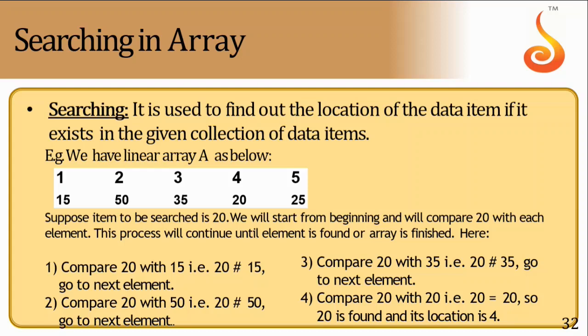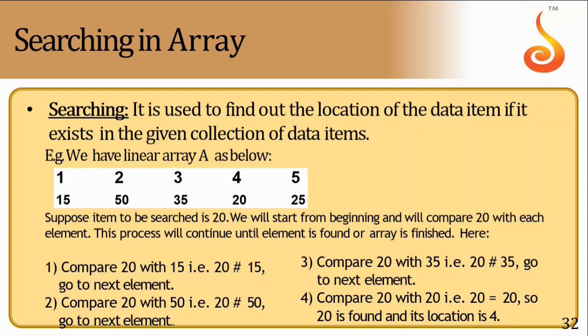And what is the search element here? The search element is 20. That is, you are searching for the element 20, whether 20 is there in the list or not. And how do you do that? You start comparing it with the first element. What is the first element? 15. So you will see whether 20 is equal to 15. No. Then you will compare it with the next element in the list, whether 20 is equal to 50. Again, they are not the same. It does not match.